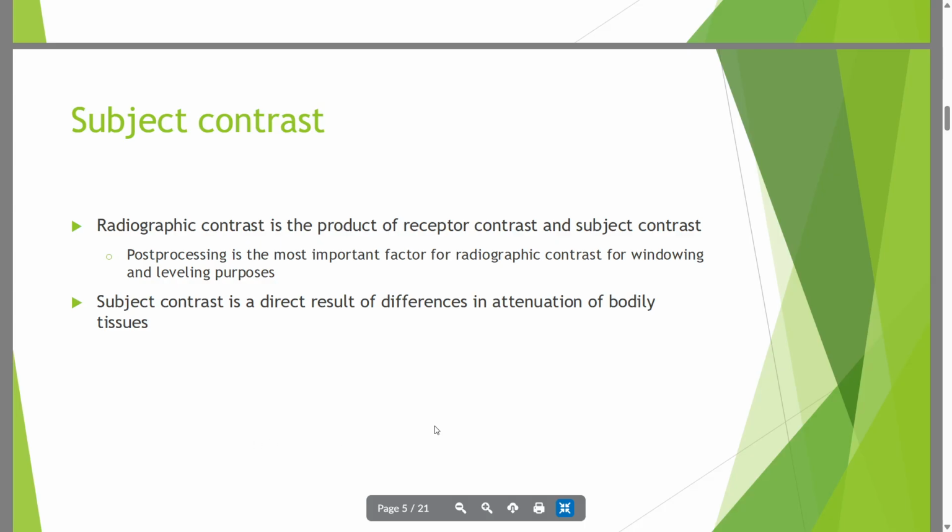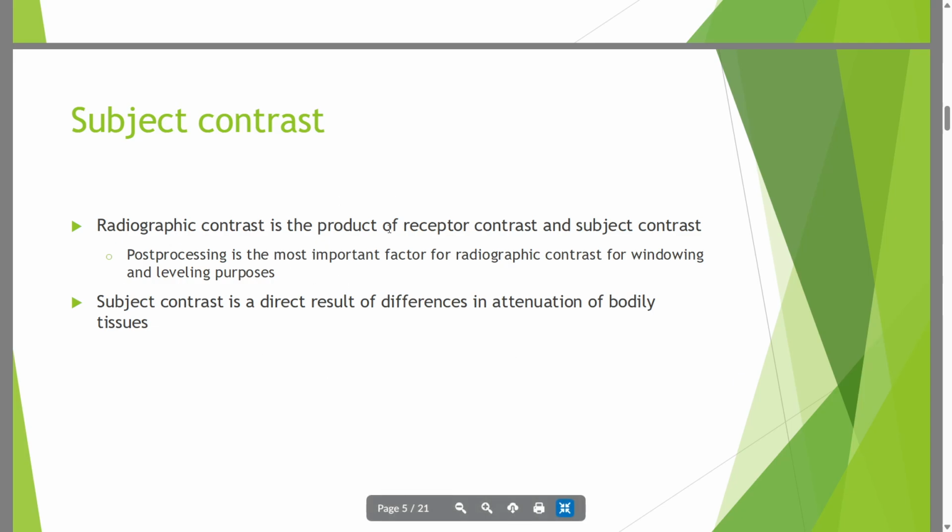So we can differentiate radiographic contrast and subject contrast. We've talked about subject contrast already being a direct result of the differences in attenuation in bodily tissues. Remember that areas that have high subject contrast are things like the chest, where we have body tissues at very different levels of contrast. Bone, very high radiopaque density, versus something less dense like air. So we have a very black and white image. Something with low contrast is more like the abdomen, which we've given as an example previously, where we have a lot of mid-level shades of gray.